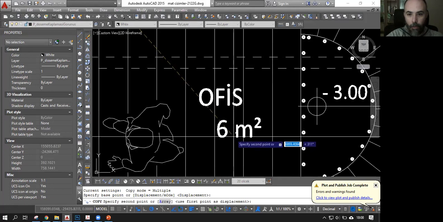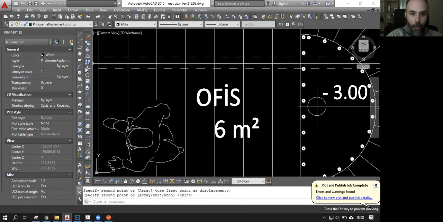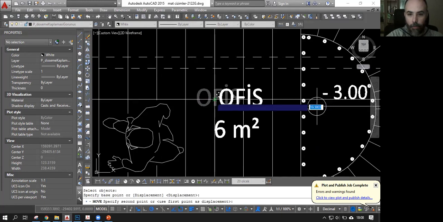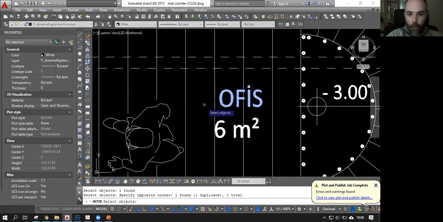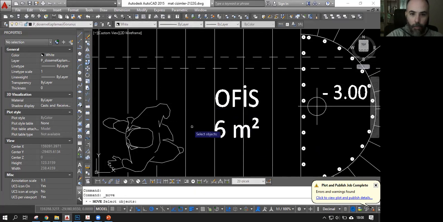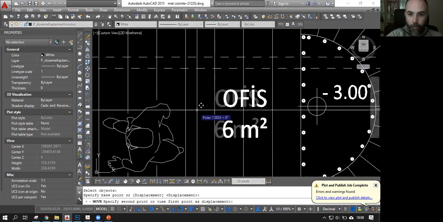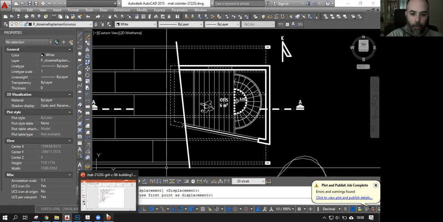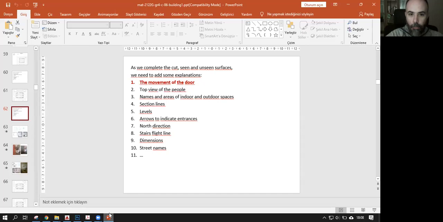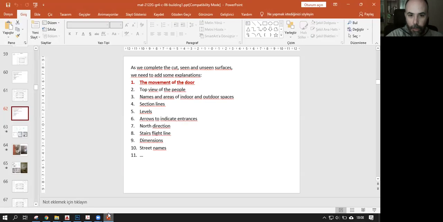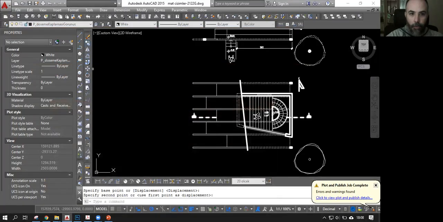Here we can write it here, and it's approximately 6 square meters. Its area is approximately 6 square meters. So I'm going to place it over here. That's the name of the space. And we have our section line. It's here.